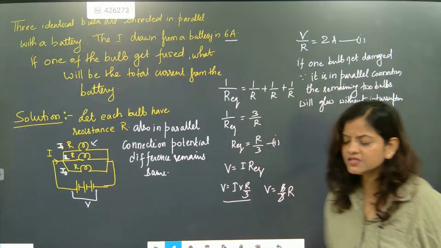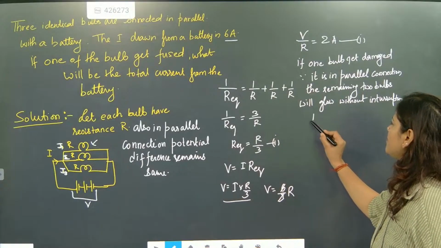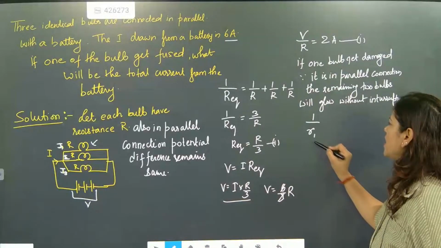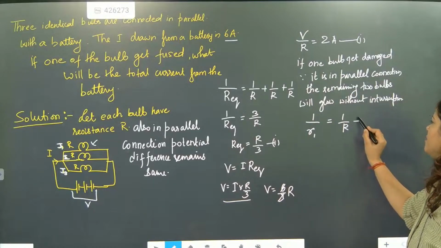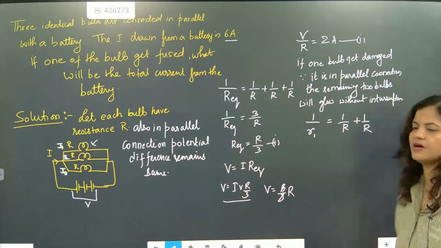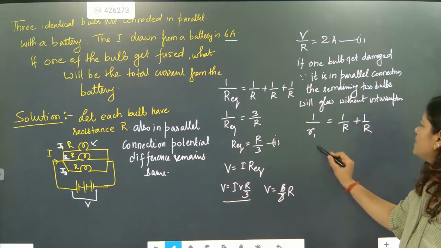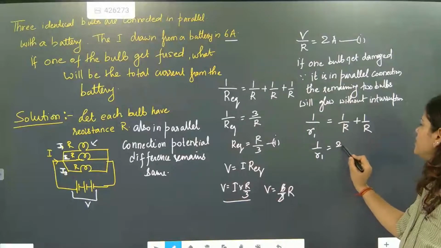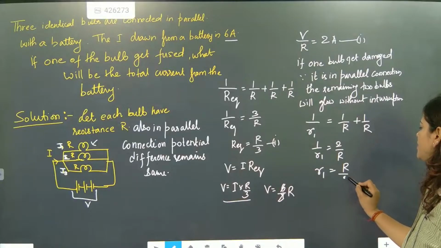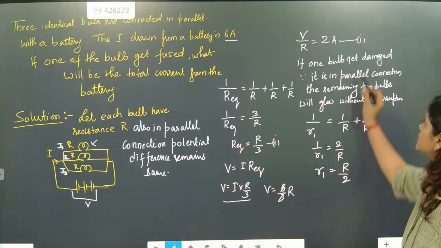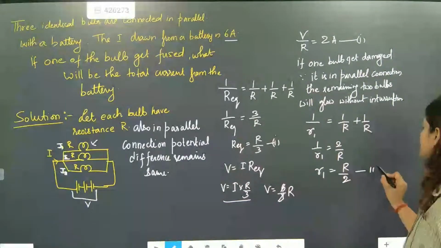Then what will be the resistance in this case? So this time the new resistance R1 will be exactly 1 by R plus 1 by R, beta. Done? So now that means 1 by R1 is equal to 2 by R. So R1 is equal to R by 2. This was the first case. Now this is the second case.